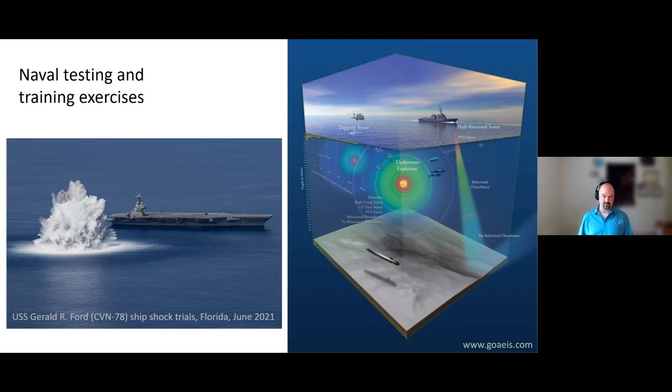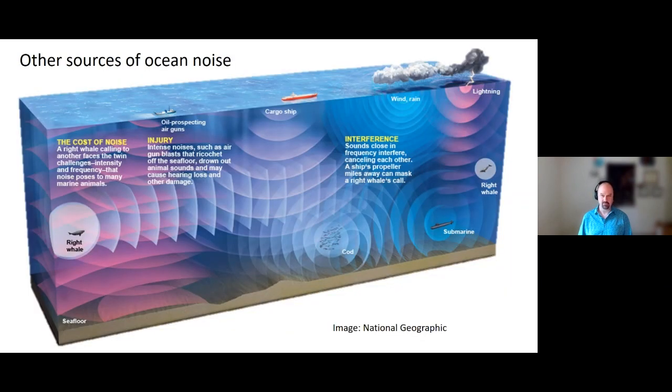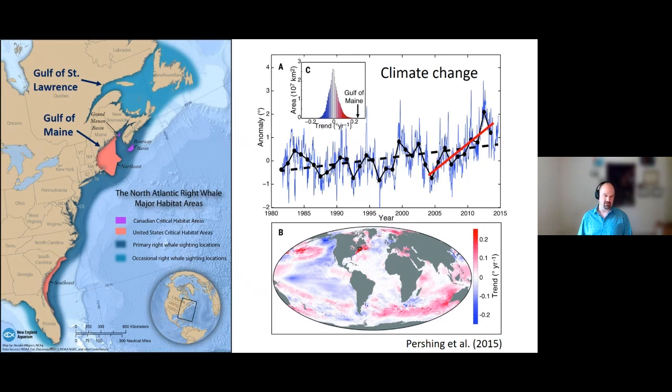Then we have testing and training exercises performed by navies in peacetime. And these necessarily involve introduction of large amounts of kinetic energy into the water, and this can cause a variety of ill effects. We have other sources of ocean noise, ranging from natural sources such as lightning or storms that the animals may be accustomed to, to more modern human-based sources of noise, such as shipping noise or oil prospecting air guns. And then finally, we have climate change.